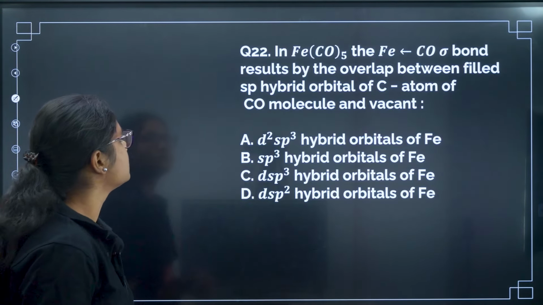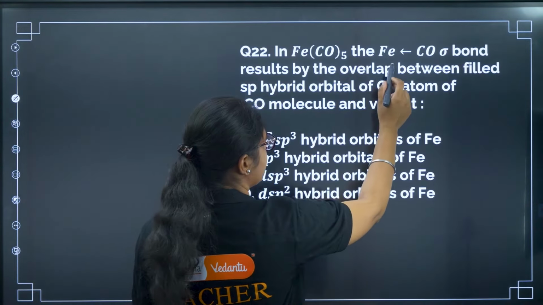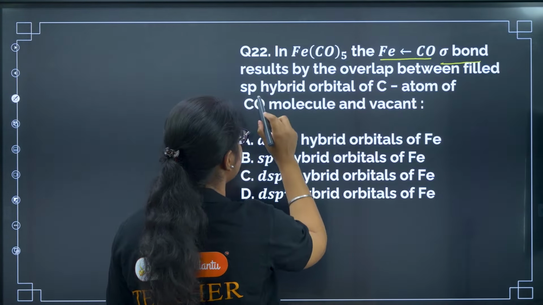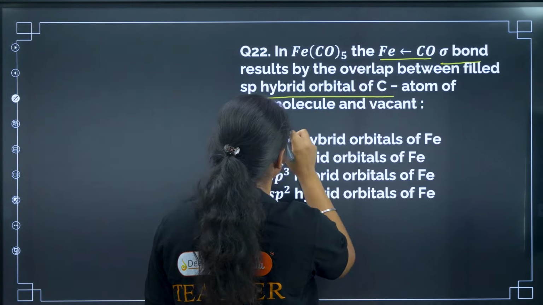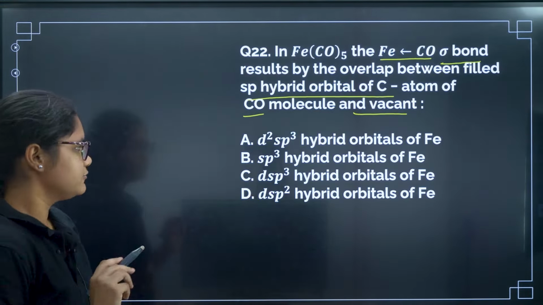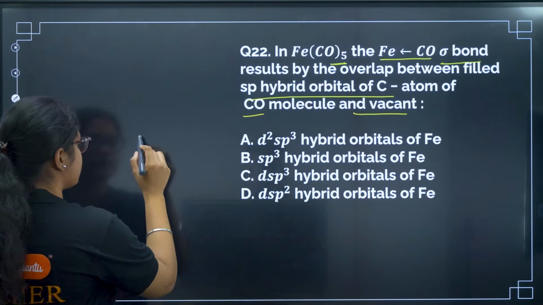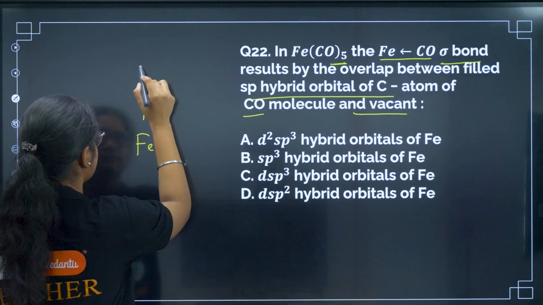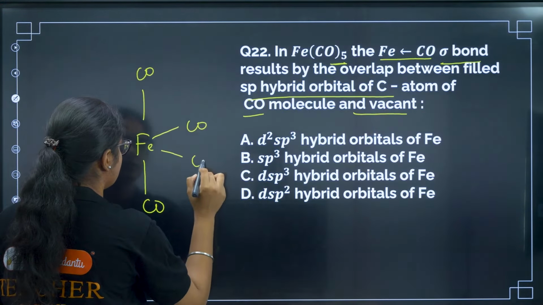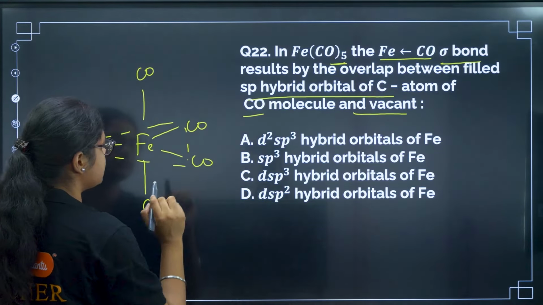Okay, next. Here the question is: in Fe(CO)5, the Fe-CO sigma bond results by the overlap between filled sp orbitals of C atom of CO and the vacant. So to answer this question, first of all, you see there are 5 ligands, right? So what can be the structure of a 5 ligand complex? 5 ligands means the structure is generally trigonal bipyramidal, okay? I think you remember this one.